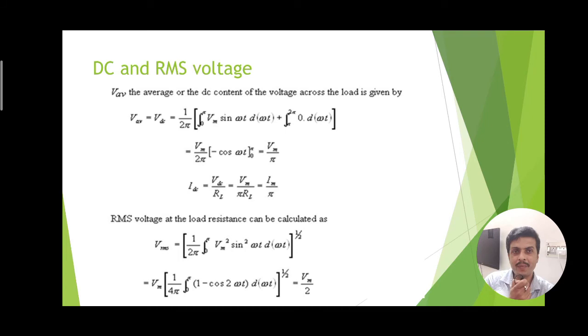Similarly, the RMS quantity of the output voltage is half of the peak value of the applied input signal.